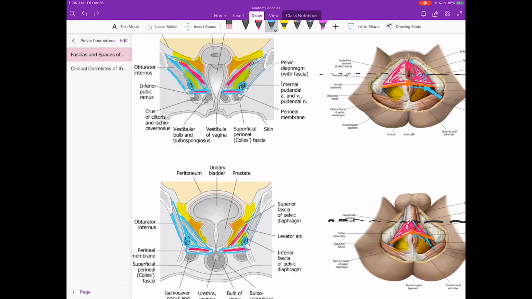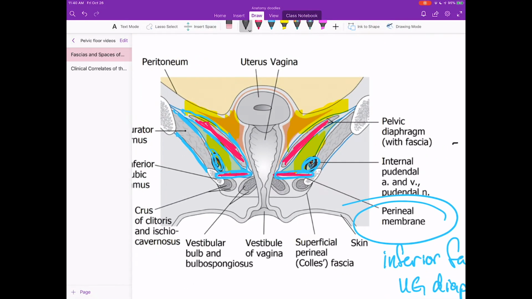On the image on the right, you see that deep fascia is this white membrane that's covering this entire region. We have a name for that, and it's called the perineal membrane, or the inferior fascia of the UG diaphragm. As you can guess, there's a superior fascia of the UG diaphragm. You can see that here. We don't give it a name.